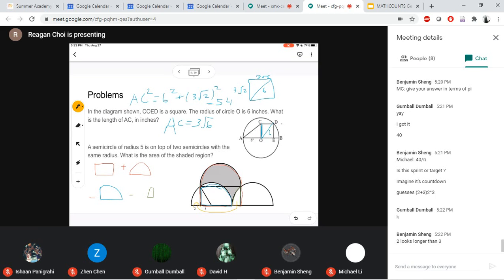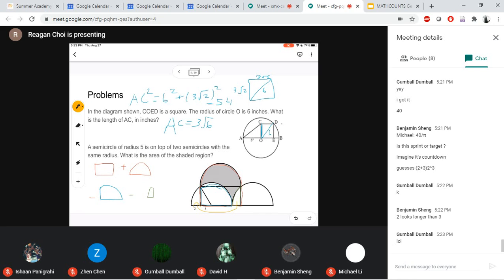2 looks longer than 3. It does. You're not wrong. But, I mean, whatever.